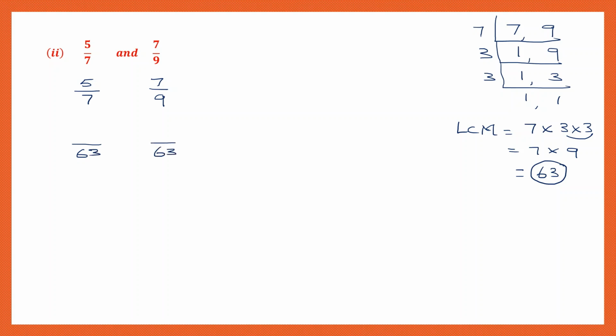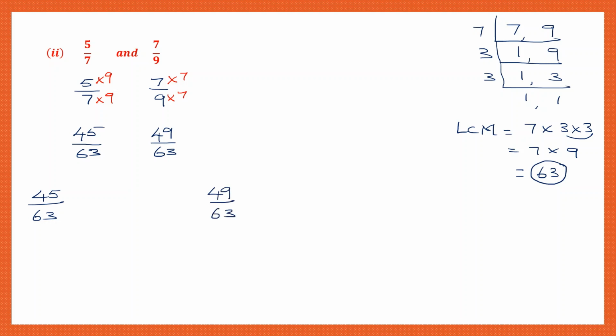Now 7 nines are 63, so multiply 5 also by 9. 5 nines are 45. Let's go to the next rational number. 9 sevens are 63, so 7 sevens are 49. So what do we have here? 45 by 63 and 49 by 63. So these are the two rational numbers that we have, and we have to insert 3 more between them. So 45 by 63, then we have 49 by 63.